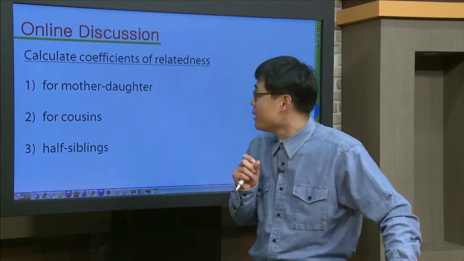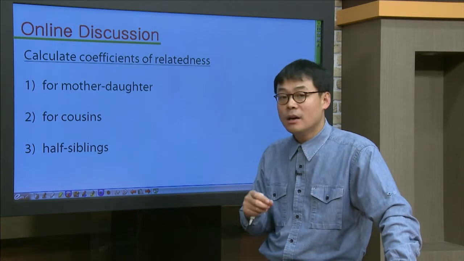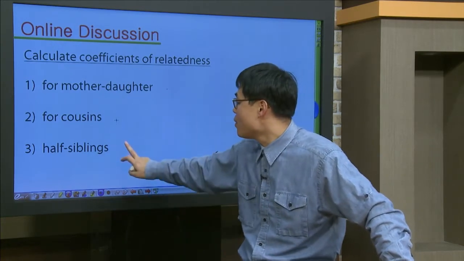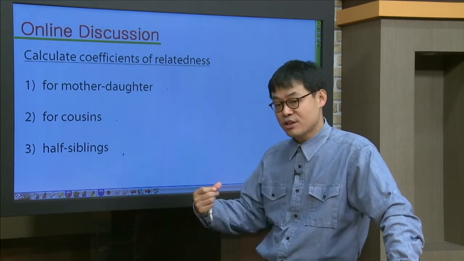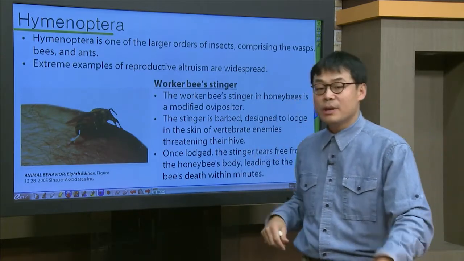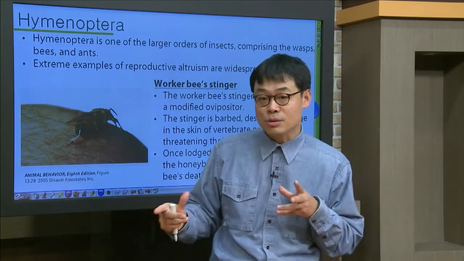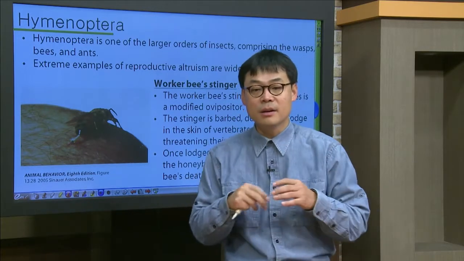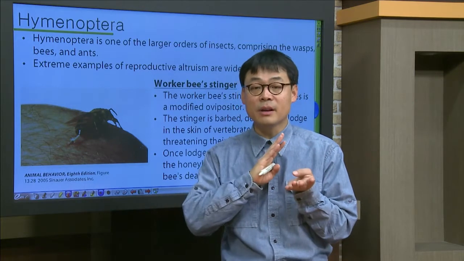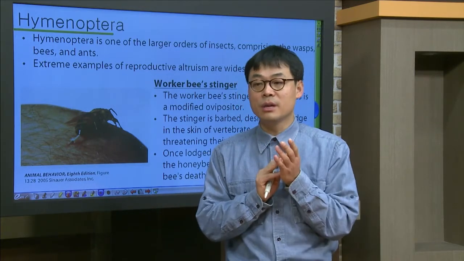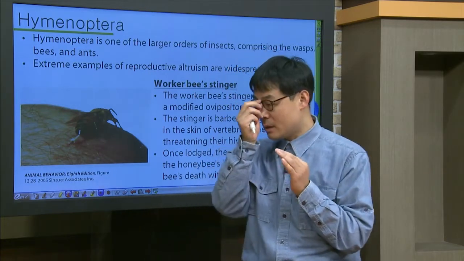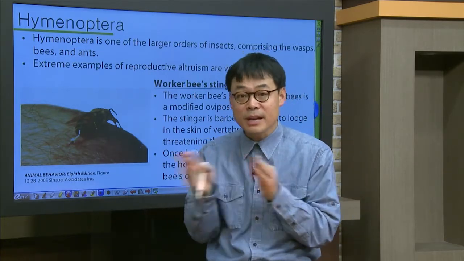And I want you to calculate the coefficients of relatedness for mother and daughter, for cousins, and for half siblings in the online discussion. Okay, now we have the basic tools to understand the altruistic behaviors exhibited in many animals. We have learned Hamilton's rule. We know the concept of inclusive fitness. We also learned how to calculate the coefficient of relatedness.